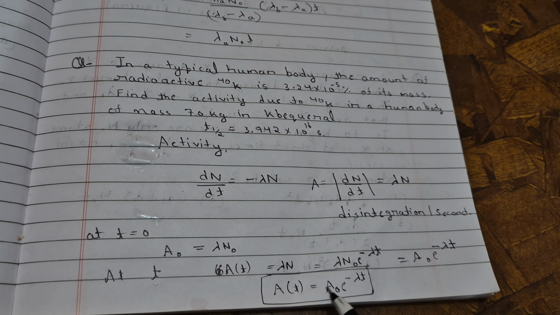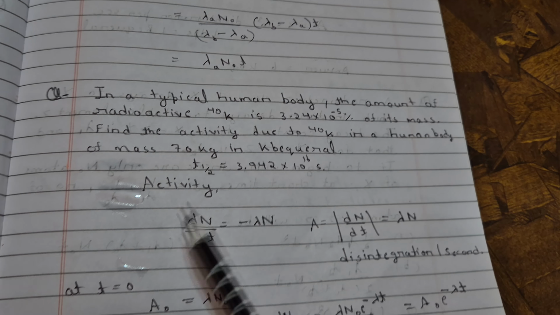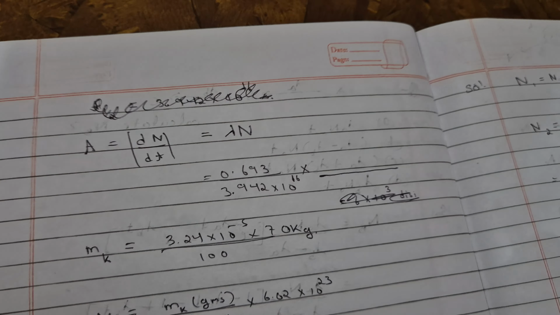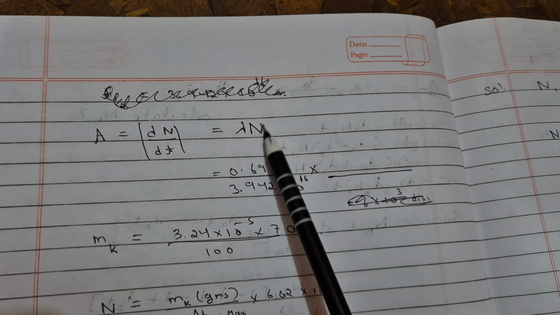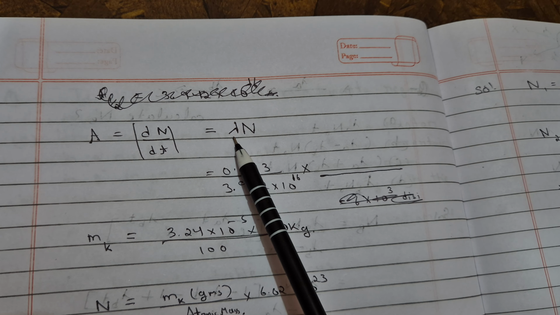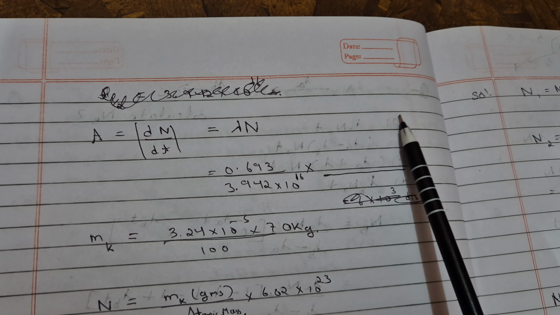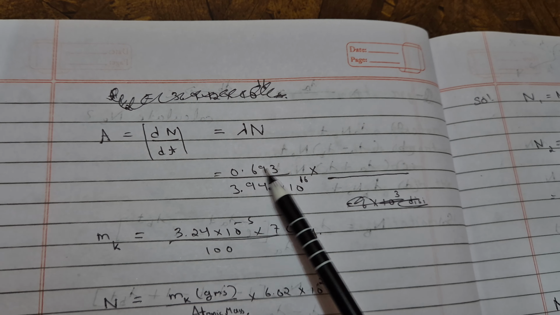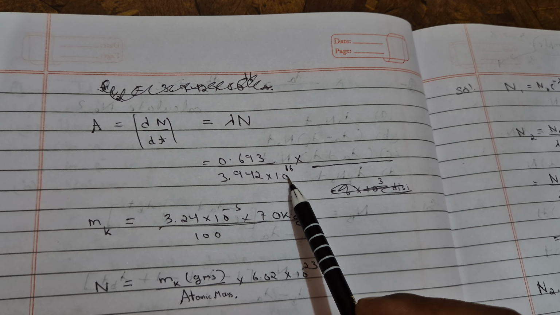Now you need to calculate the activity. So how can you solve this? The activity at a particular time is given by lambda N. So you need to find N at that time, and how can you find lambda? You know the half-life is simply log 2 by lambda. So lambda will be log 2 divided by half-life. Log 2 is 0.693, and the half-life for potassium is given as 3.942 multiplied by 10 to the 16.